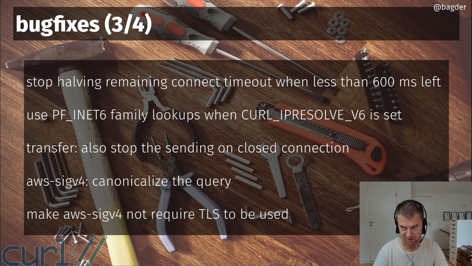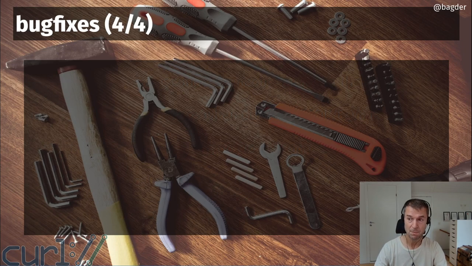And when doing this, I discovered that we actually required TLS to be used with the AWS SIGV4 authentication, which was a mistake because it doesn't really require that. And by removing this requirement, it was also easier to write test cases. Okay, so let's continue here then.